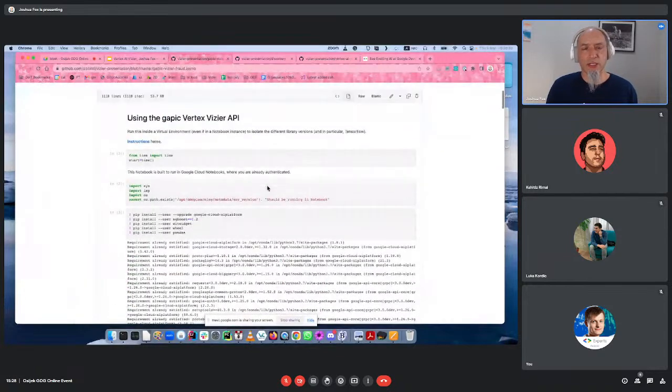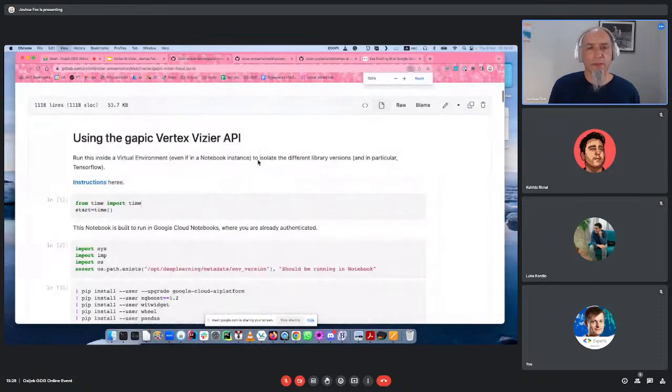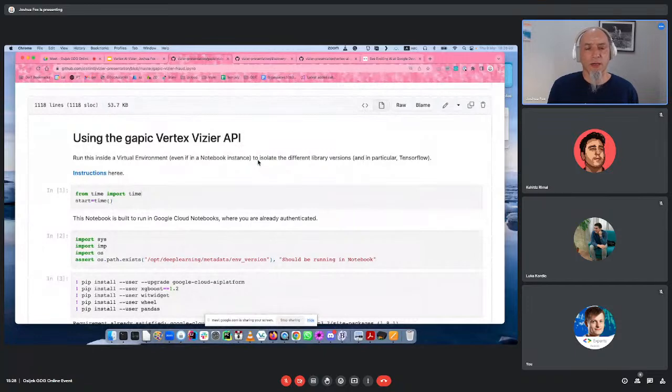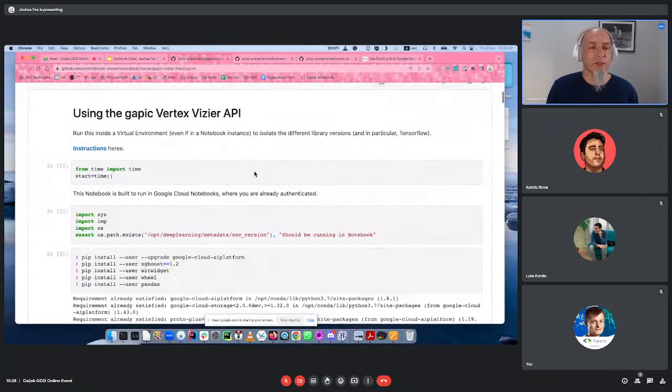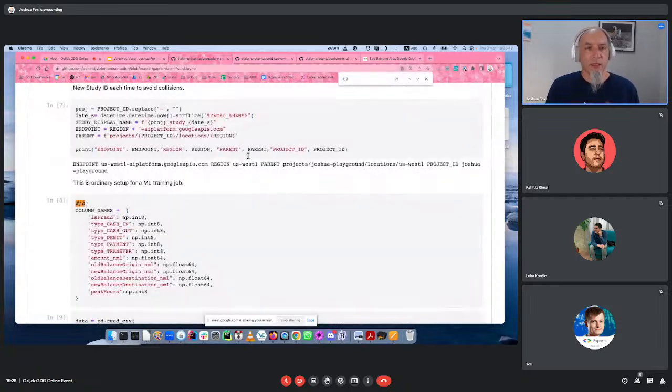This is the GAPIC Vertex API. It's called GAPIC. It's just another name based on the marshalling layer. If you see GAPIC, that's all it means. So let's look at 0. Here in this notebook, we're setting up a totally normal machine learning task.